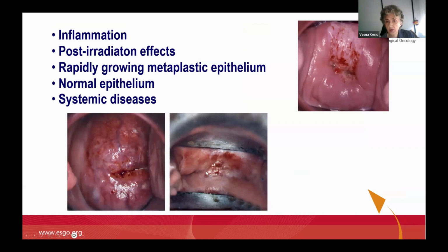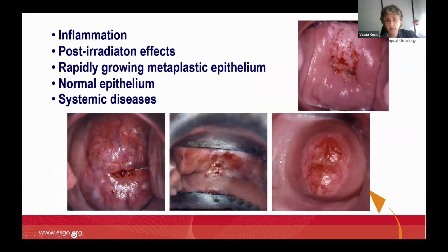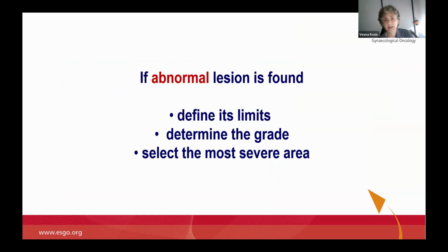Post-irradiation, you all know the effects of irradiation in terms of neovascularization. Rapidly growing metaplastic. This is rapid metaplasia, normal, immature. But see these vessels, it's like really to get scared of them, and they are basically nothing. We should keep in mind systemic diseases such as diabetes, hypertension. These women can also have abnormal vessels.